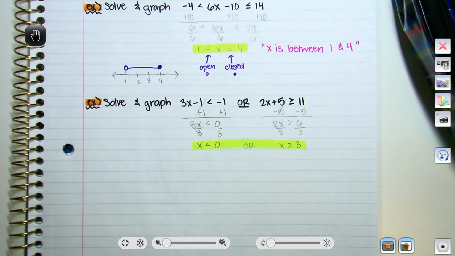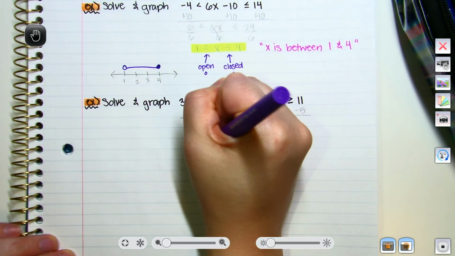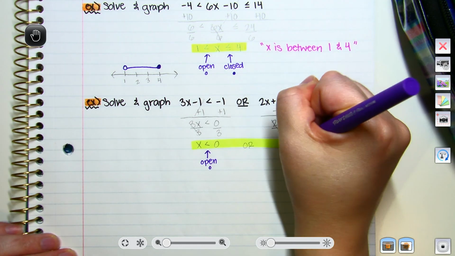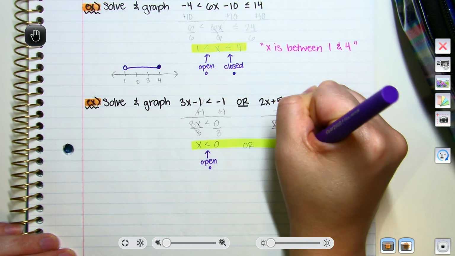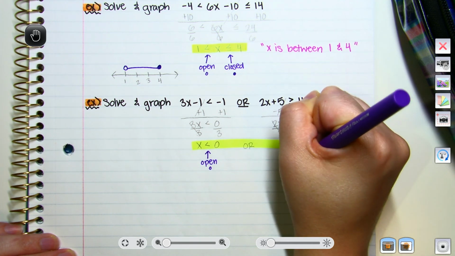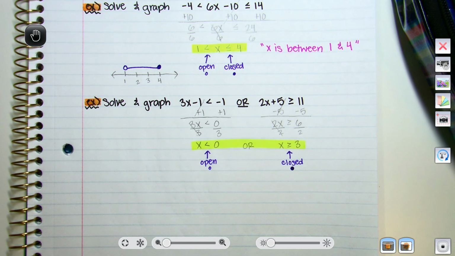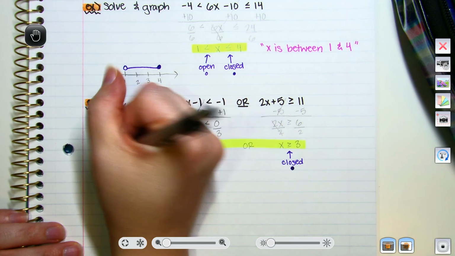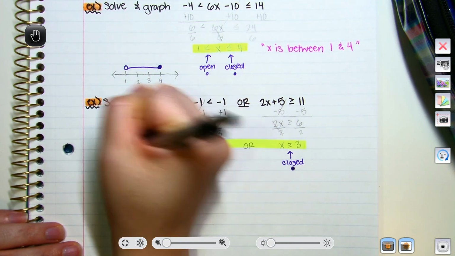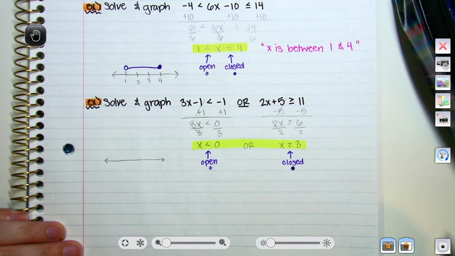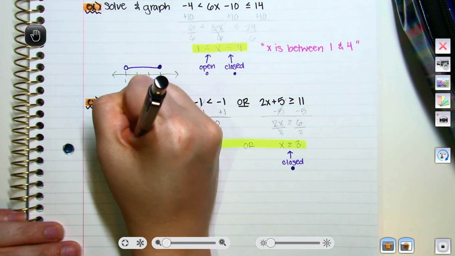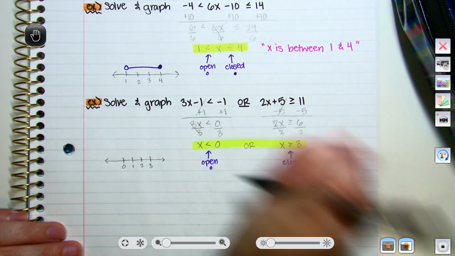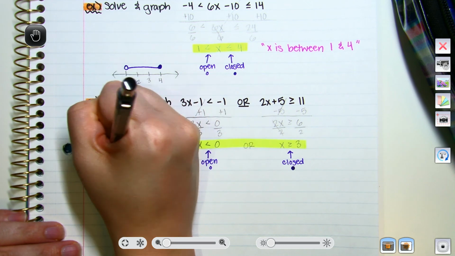All right, and then for graphing this one will be open because it's less than, which means that number is not included. This one will be closed because it's greater than or equal to, which means that number is included as part of your solution. Oops, sorry. All right, so let's go ahead and draw the number line. All right, so my numbers are 0 and 3. Again, you can just draw those, or if you wanted, you can do the 4 and the -1.